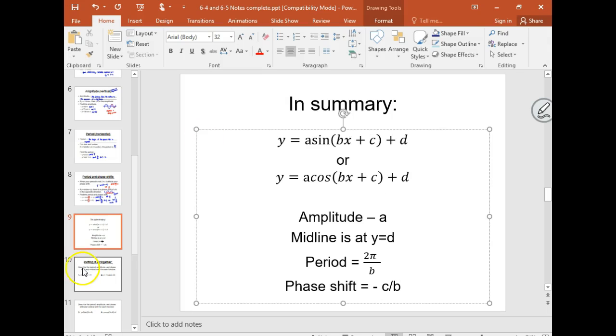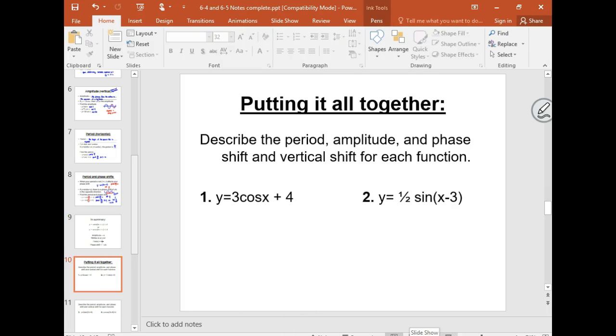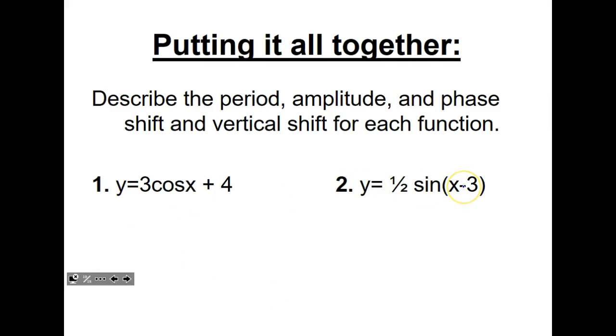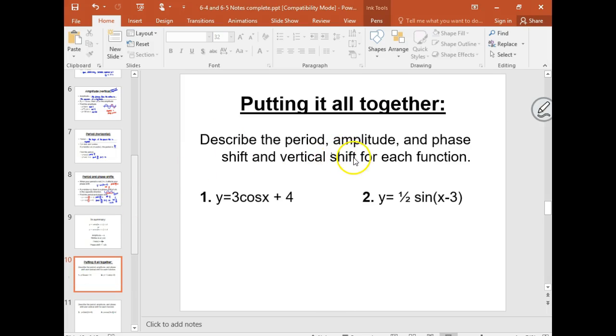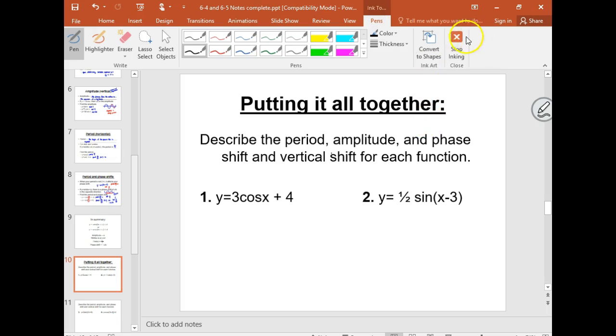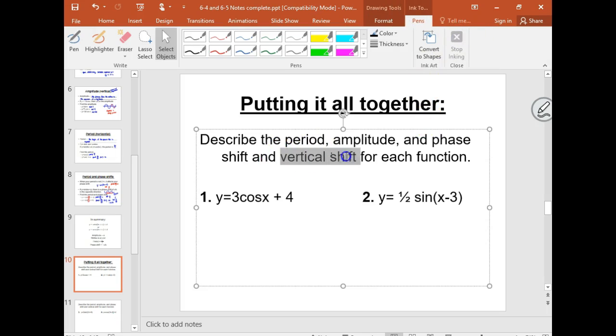Okay? So, let's look at some examples now. For all of these, we have to tell the period, the amplitude, the phase shift, and the vertical shift for each function. Actually, let me also change that. Instead of calling it the vertical shift, let's call it the midline. So where yours says vertical shift, let's say midline.